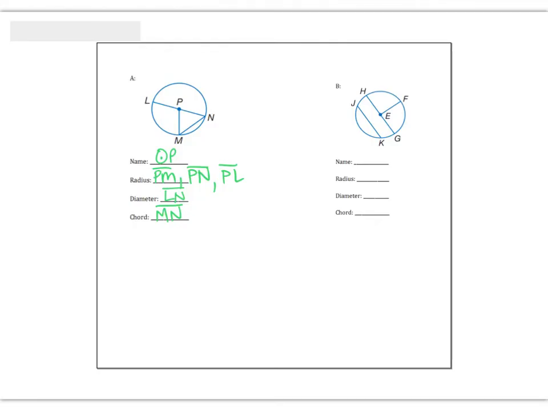Plural for radius is radii, just like cactus, cacti, octopus, octopi, fungus, fungi. So radius, radii. Radii is the plural. The diameter is LN, and notice all the segment bars above these answers, and a good chord would be segment MN. You could have also used segment LN in this case. So go ahead and pause the video again if you need to and do part B.